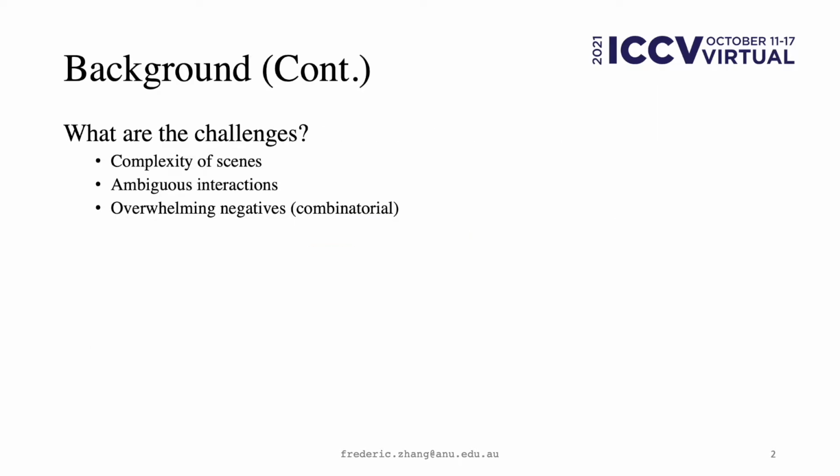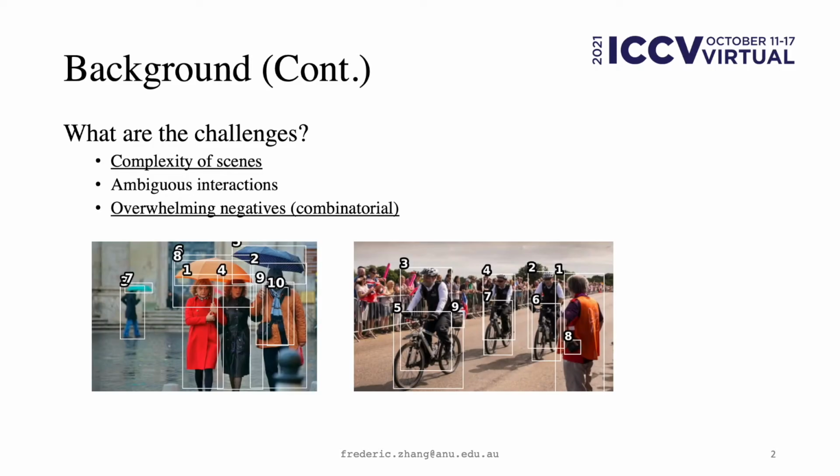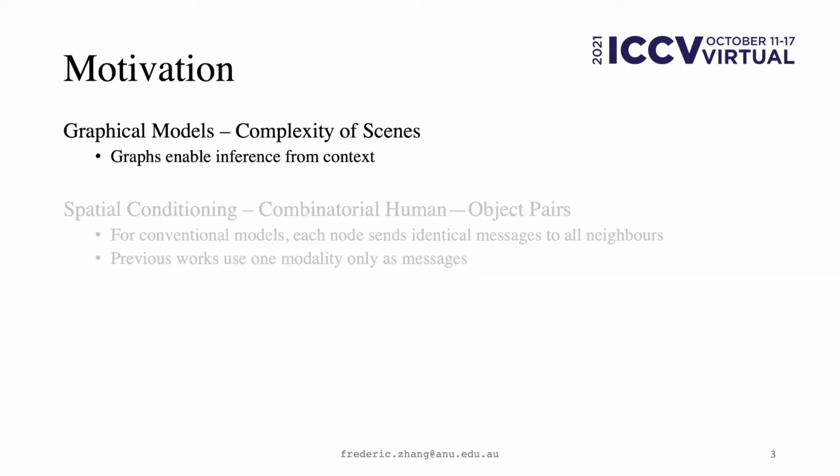For example, there are much more complex scenes with a plethora of humans and objects, and interactions could be very ambiguous as well, but more importantly, there are an overwhelming number of negative examples. This is due to the combinatorial nature of human-object pairs, and the total number of pairs is quadratic to the number of instances. This makes it difficult to devise the correct correspondence, that is, which person is holding which umbrella or riding which bike. And this is precisely the motivation of this work.